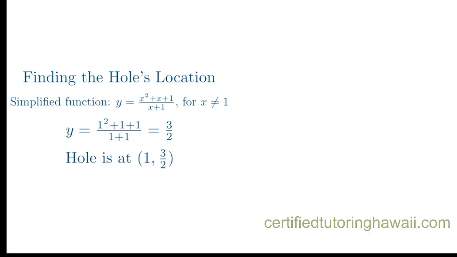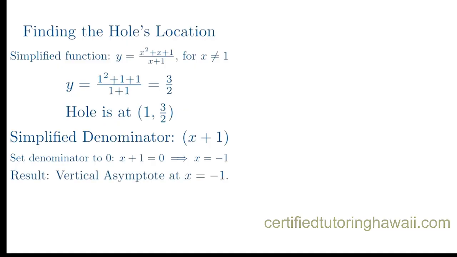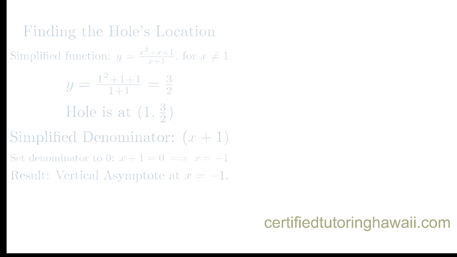We also need to check for vertical asymptotes by looking at the simplified denominator. The simplified denominator is x plus 1. This factor did not cancel out. Since the factor x plus 1 remains in the denominator, there will be a vertical asymptote where this factor equals 0. Setting x plus 1 equal to 0 gives us x equals negative 1. This means the graph has a vertical asymptote at x equals negative 1. Let's visualize the final graph. It will have a hole at 1, 3/2 and a vertical asymptote at x equals negative 1.